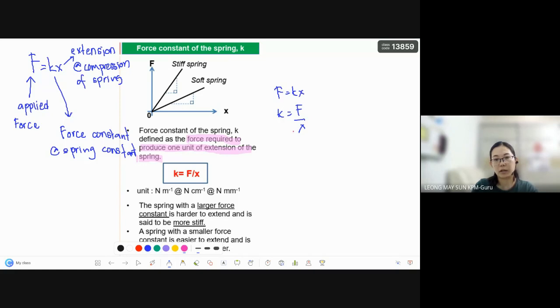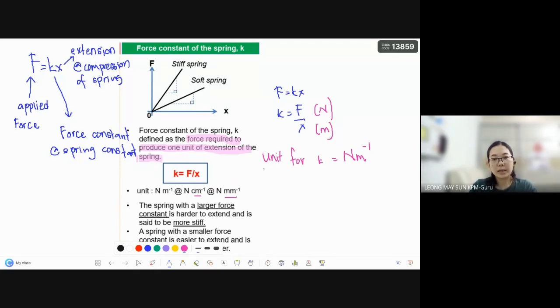Okay, so the unit for force is actually Newton. Unit for extension, we use SI unit meter. Therefore, the unit for K is actually Newton per meter. Okay, so it depends on whether we are using meter, centimeter, or millimeter. Either way can still be acceptable.